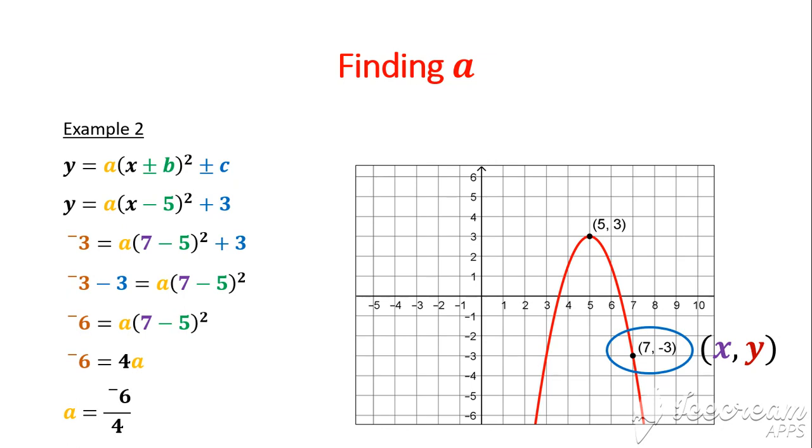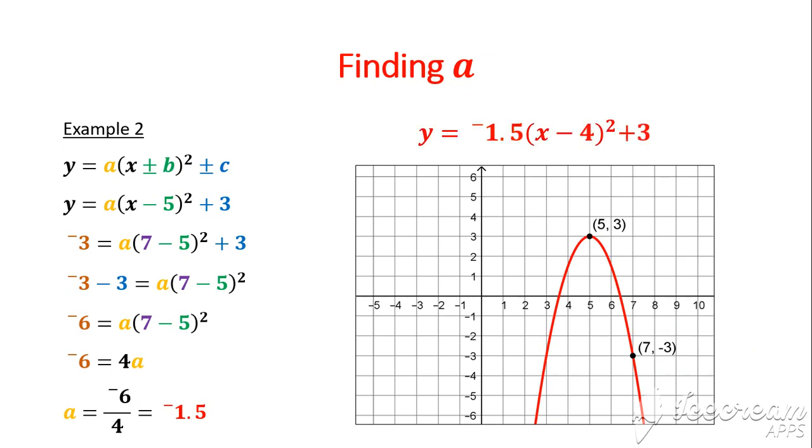Now you might prefer to simplify that down to -3 over 2, or some people prefer to write it as a decimal, -1.5. So my formula for this example is going to be y is equal to -1.5. You could write it as a fraction if you prefer, 6 over 4 or 3 over 2, times bracket x minus 5 all squared plus 3.